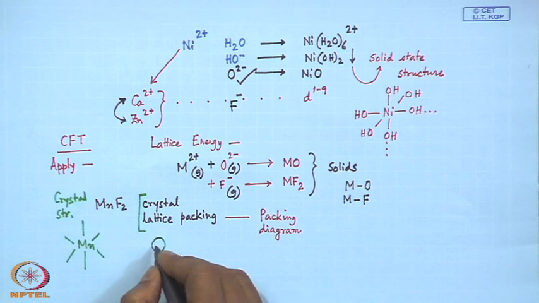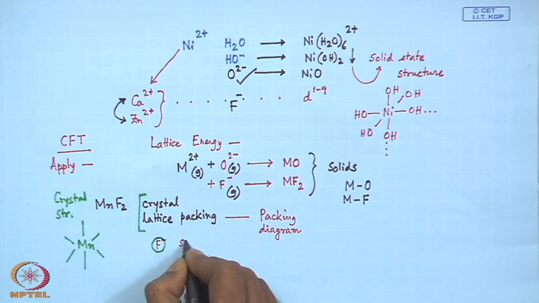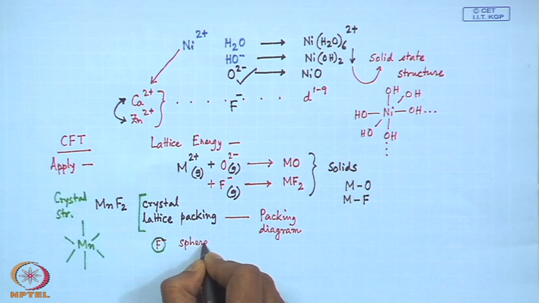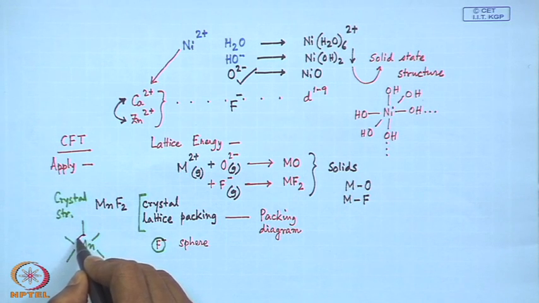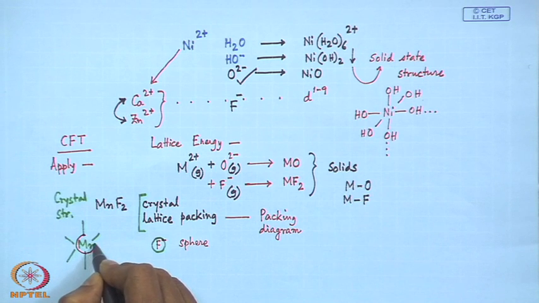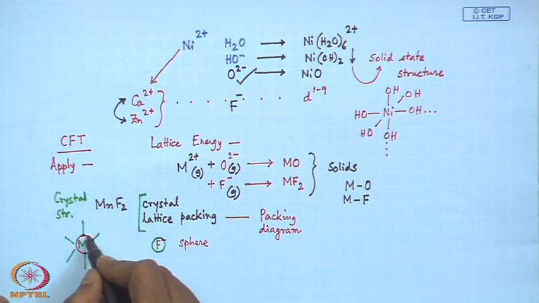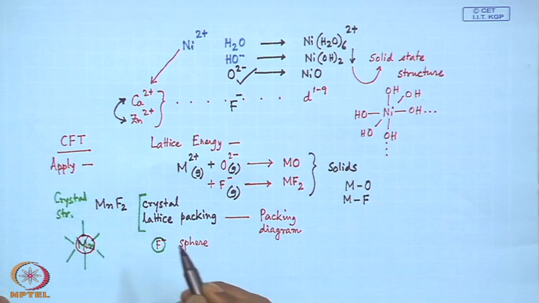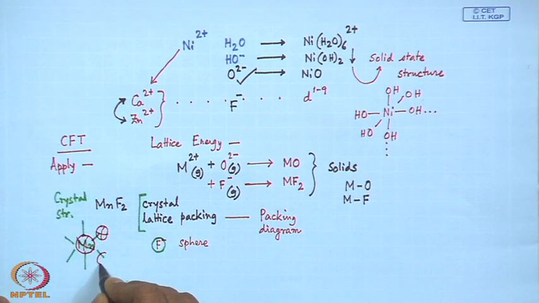this F minus is basically behaving as a typical sphere-like arrangement. So, it is a solid sphere, and we have manganese, which has a symmetric electronic distribution, which is also sphere-like. So, it is one sphere and we have the other spheres also like this.